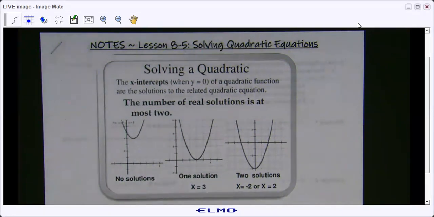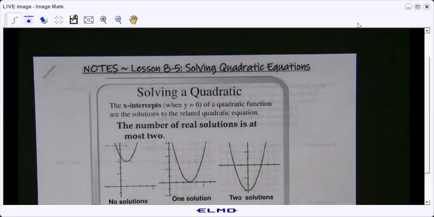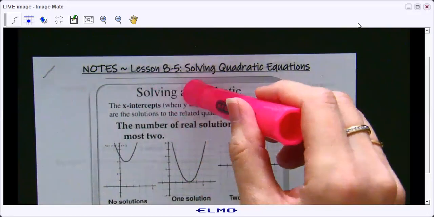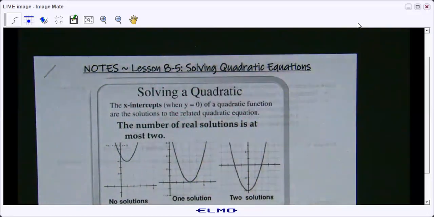So before we get to the graphing, I want to go over some of the things that you are going to have to do on your homework. That is, by solving an equation, we can figure out solutions to a quadratic. If you look up here, the x-intercepts when y is 0 of a quadratic function are the solutions to the related quadratic equation. What that means is your x-intercepts are your solutions. So wherever it crosses the x-axis.